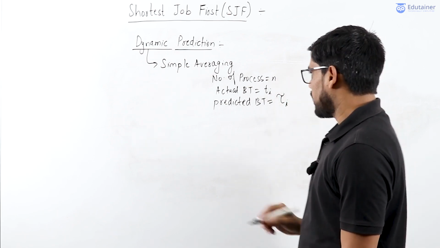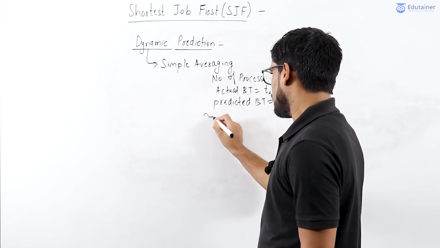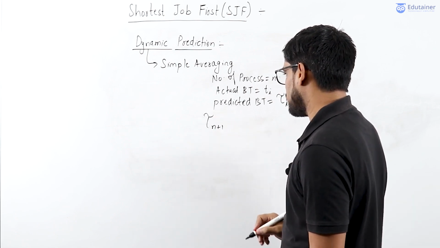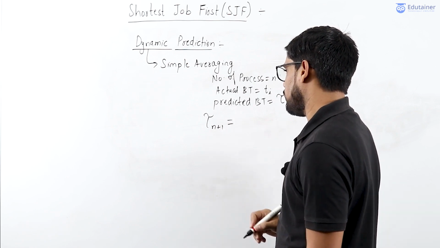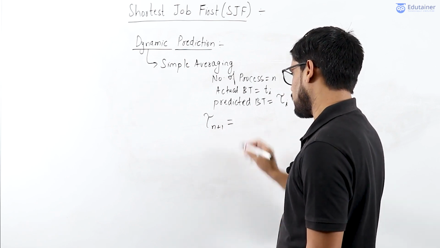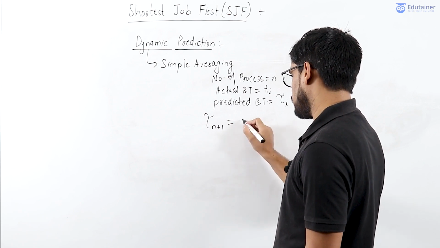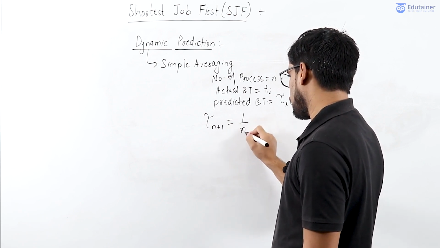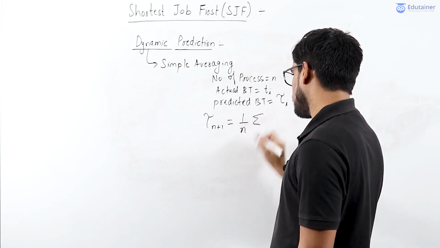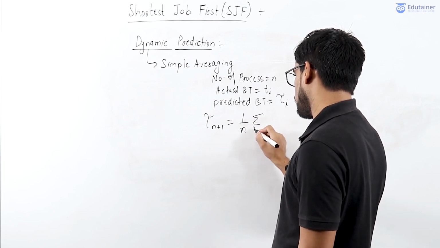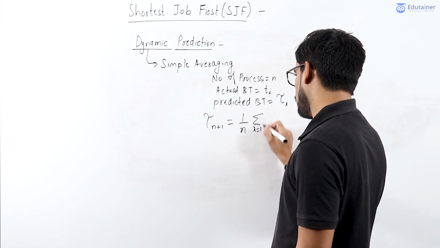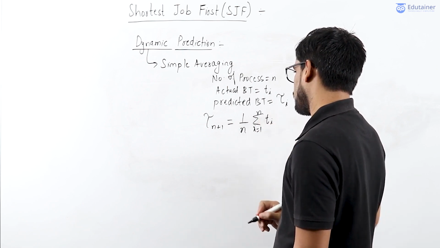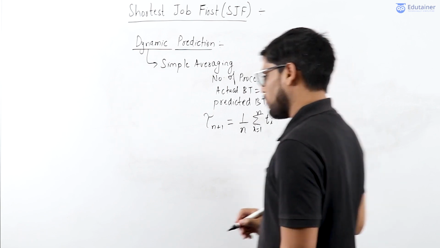Now, based on these three parameters, the number of processes, the actual burst time and the predicted burst time, we can calculate the next predicted time of the newly arriving process. Tau of n plus 1 is equal to, first of all, you divide by the number of processes and apply the summation from i equal to 1 to n of t of i.